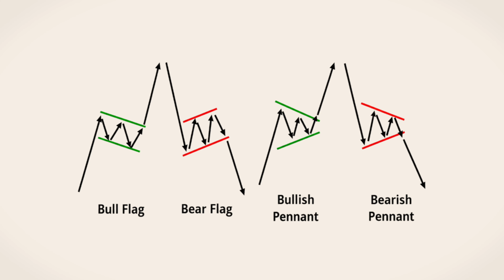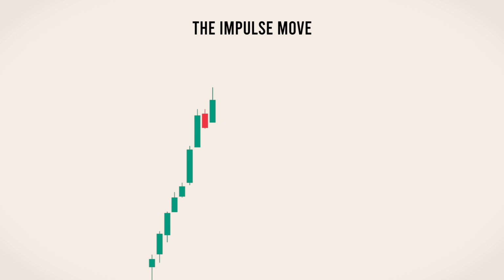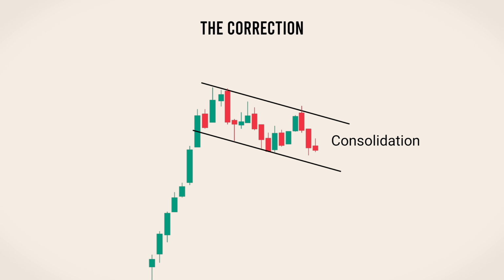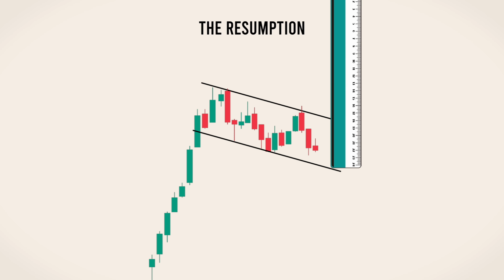Before we look at the specific patterns, we need to understand that every swing target, flag, or pennant is comprised of three distinct segments. If one is missing, the pattern is invalid. The impulse move, this is a cleanly defined, brisk move. It represents high conviction from buyers or sellers. The correction, this is the breather. The market becomes overbought or oversold and needs to consolidate. The resumption, this is the measured leg, where the market continues in the same direction as the initial move.